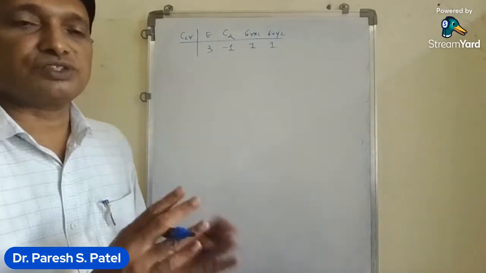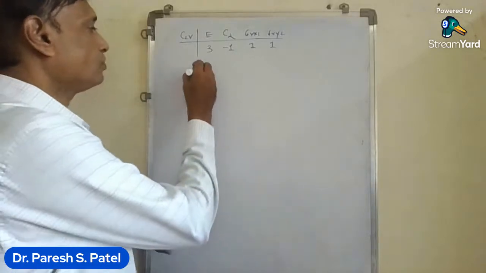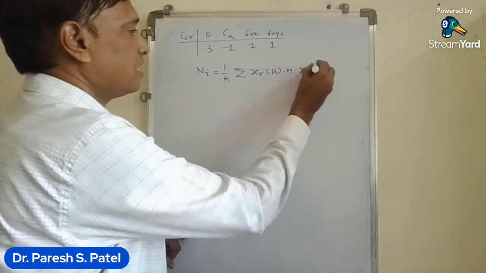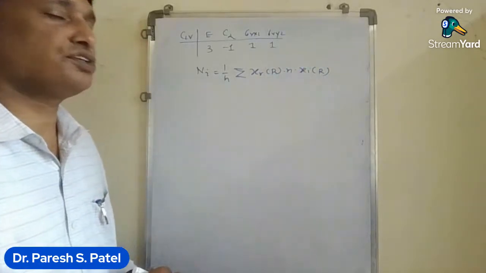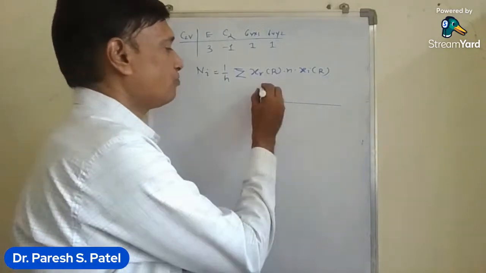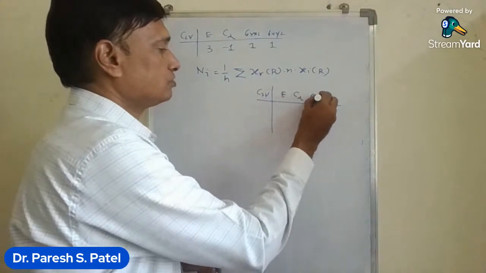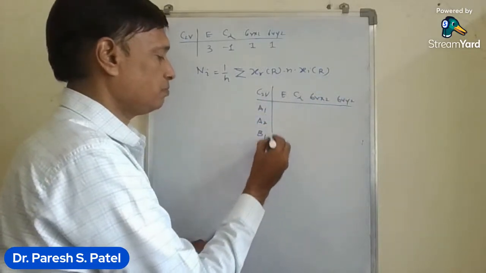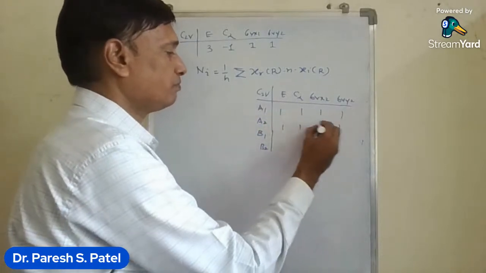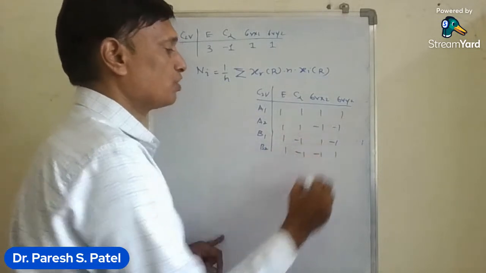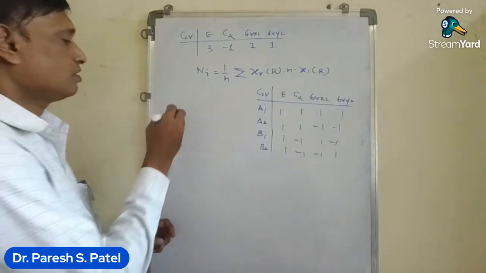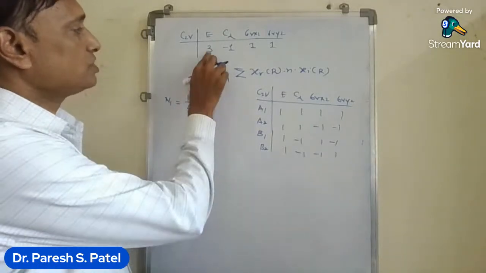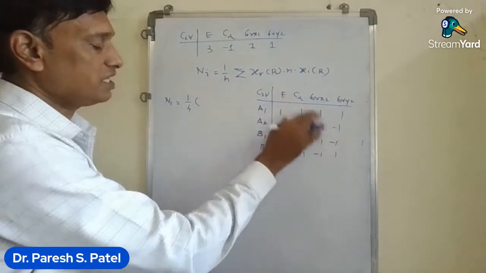Now we can reduce this three-dimensional representation into irreducible representations with the help of n_i is equal to 1 upon h, the sum of character of reducible into character of irreducible. So with the help of the relation between reducible and irreducible representations and the character table for the C2v point group, A1, A2, B1, B2, with characters 1, 1, 1, 1; 1, 1, minus 1, minus 1; and so on. The value of h is equal to 4. So this is the reducible representation, and these are the irreducible components.